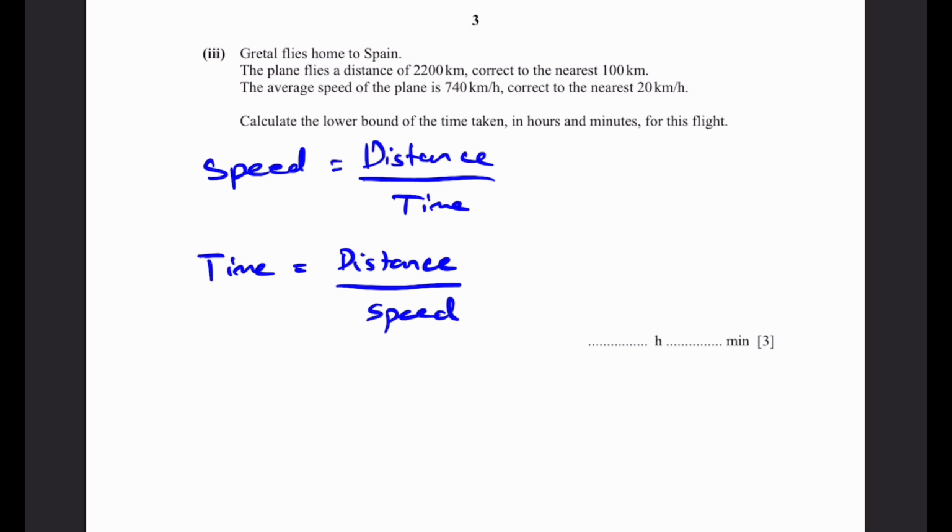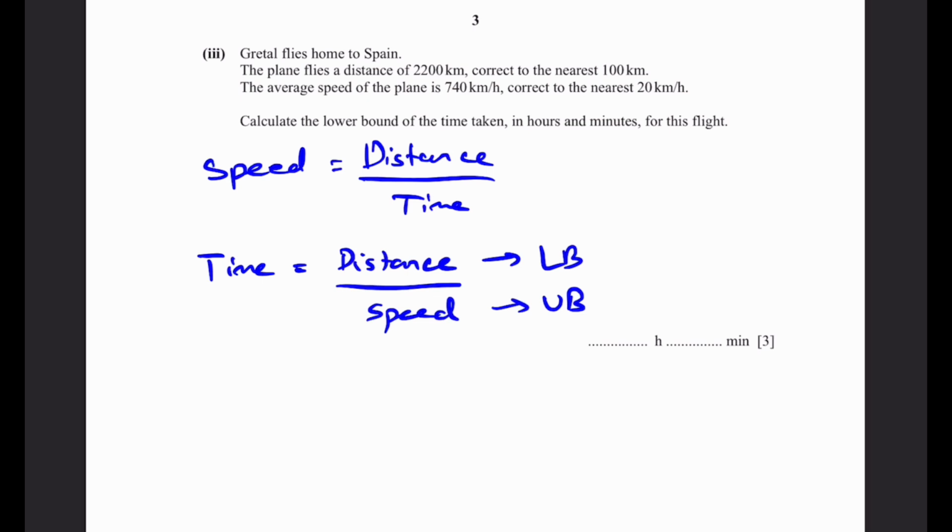So of course, the speed should be as high as possible, or the upper bound, and distance of course should be a lower bound, since less distance obviously means less time. So this we take the lower bound, this we take the upper bound. Now the lower bound of the distance, 2200 kilometers is correct to the nearest 100 kilometers.